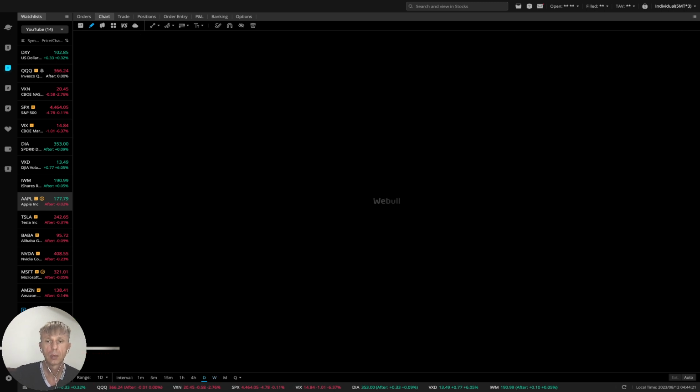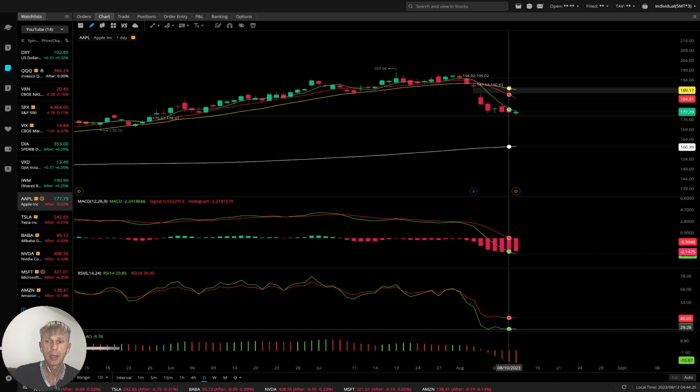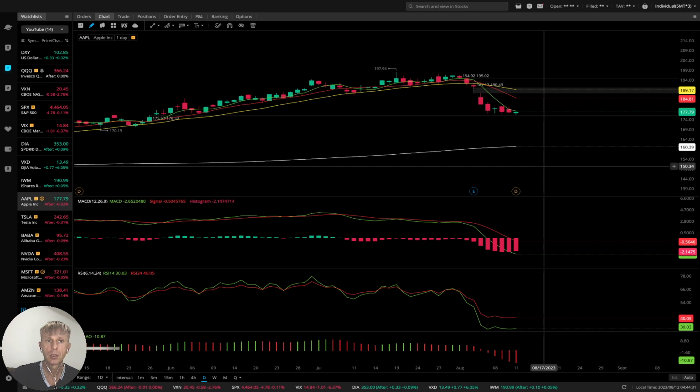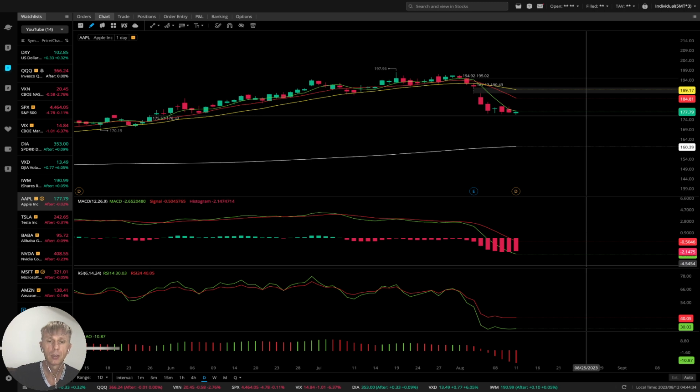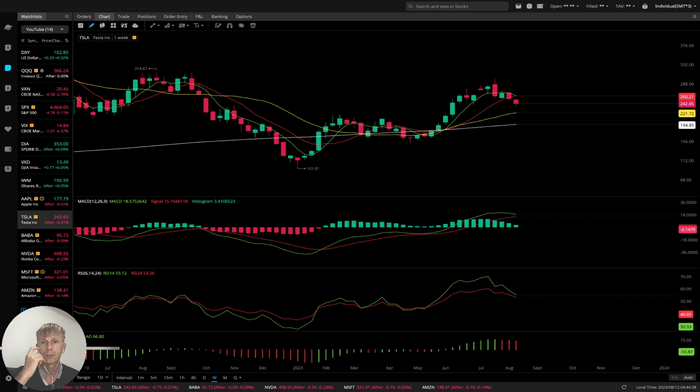On daily, similar, right? Bearish reversal on all indicators, assigned very oversold territory below 30. It left gap down, bearish reversal trend. Now let's move to Tesla.